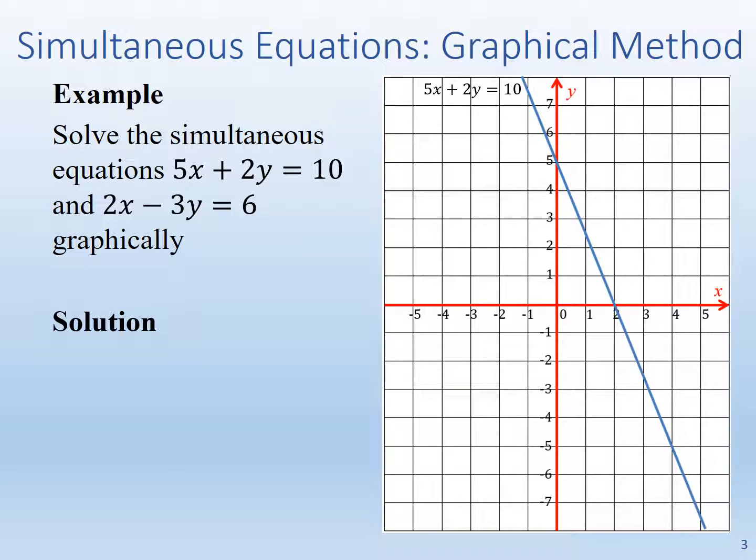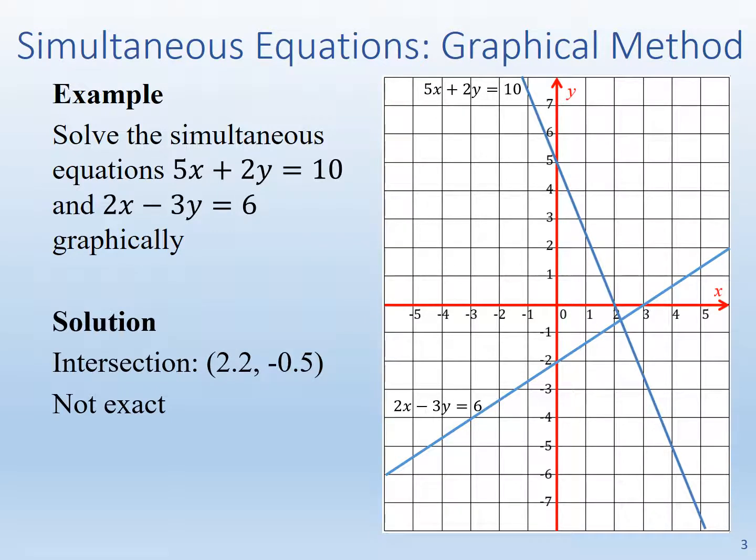The first line is drawn using the two intercepts, and similarly the second line has been drawn using the x and y intercepts as well. We can find the intersection by reading it off the graph, and there it is, and we can't read that off any more accurately than about 2.2 with minus 0.5.